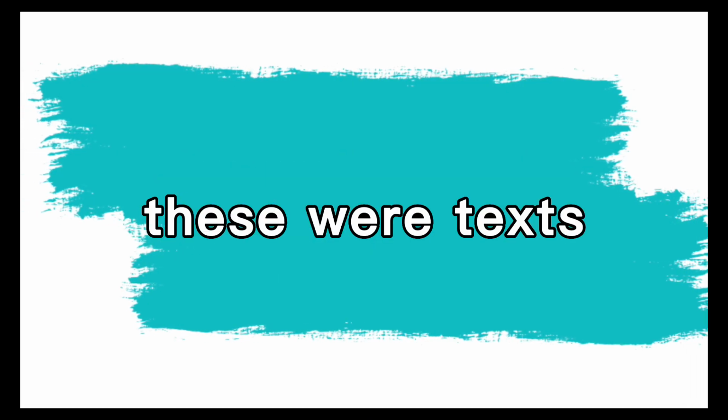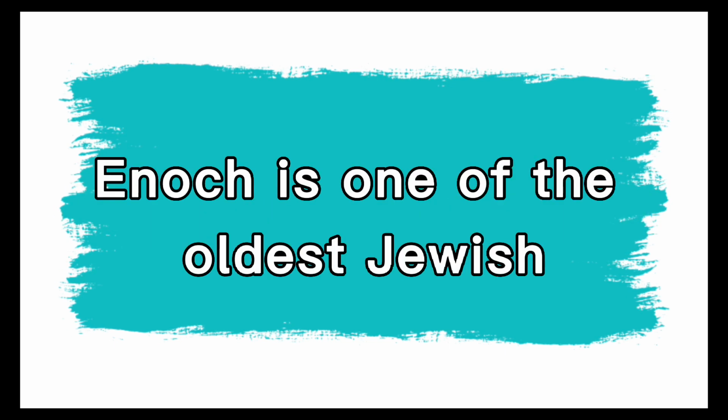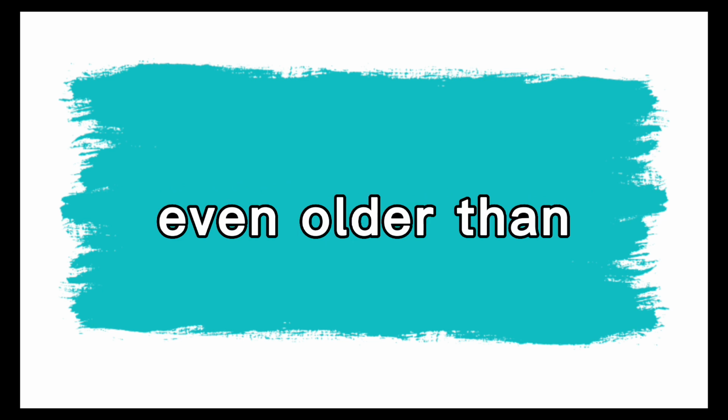Apocalyptic literature is the name scholars call a bunch of texts that became super popular among Jews during the Second Temple period. These were texts that generally describe mystical visions of heaven, where an angel would reveal to a prophet the end times or a coming judgment of the world. Enoch is one of the oldest Jewish apocalyptic texts, even older than another famous apocalyptic text, the Book of Daniel.